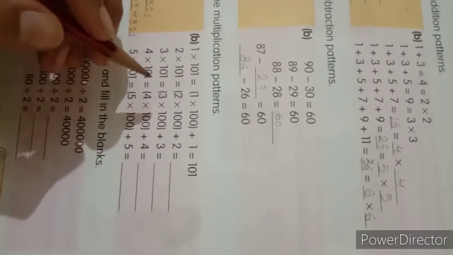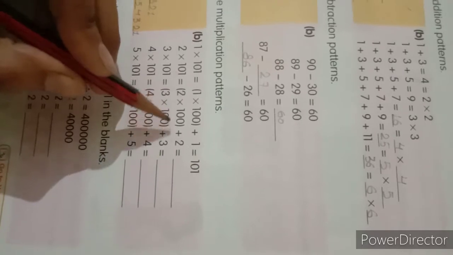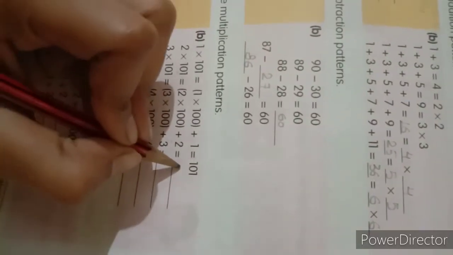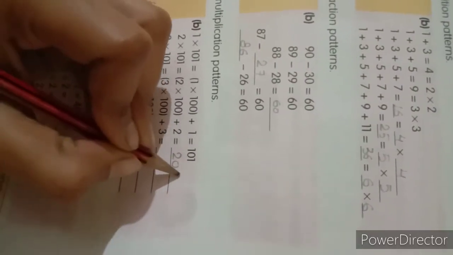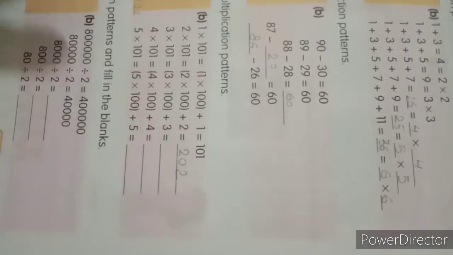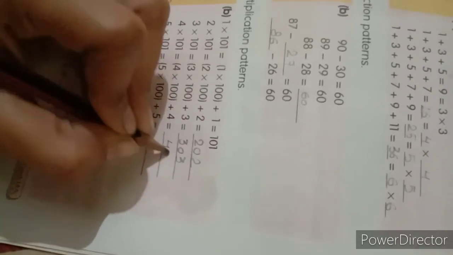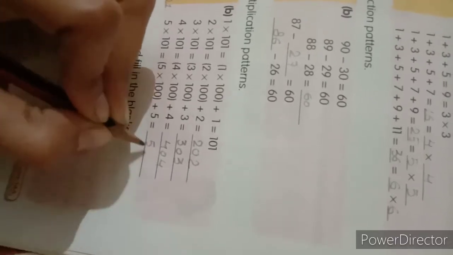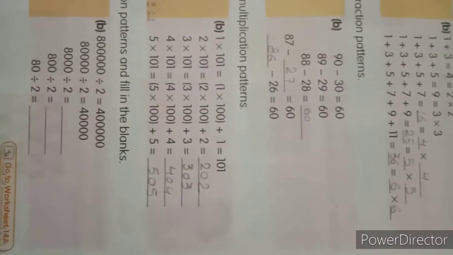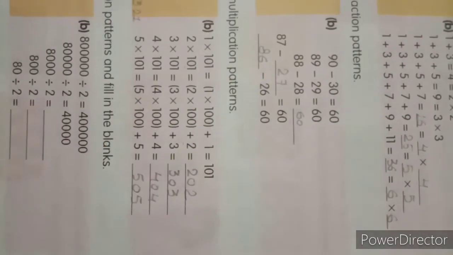So we can write it as 2 multiplied by 100 plus 2, and we got 202 because 200 plus 2. Then same, we write it as 303 because 300 plus 3 is equal to 303. Then 404, then 505. So it's easy to solve when we convert it in terms of 100.